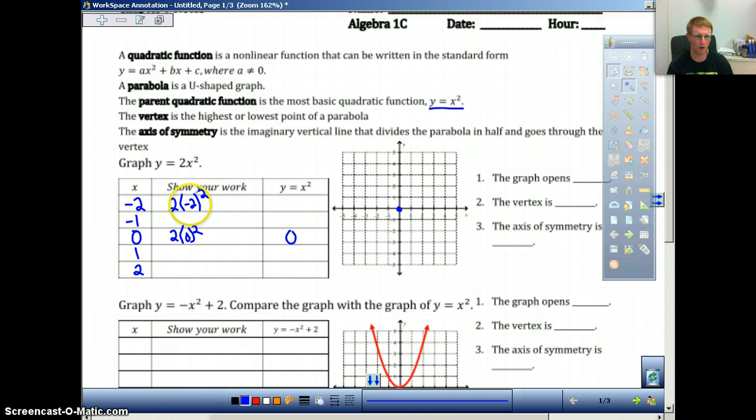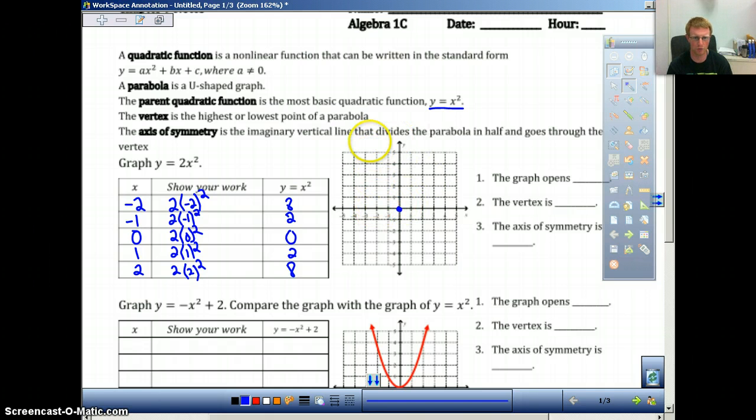-2 squared is +4 times 2 is 8. We have -1, so 2 times -1 squared. -1 squared is 1. 1 times 2 is 2. Okay, so 1, we do 2 times 1 squared is 2, and then we do 2 times 2 squared is 8. And again, now we're just going to plot these if able to.